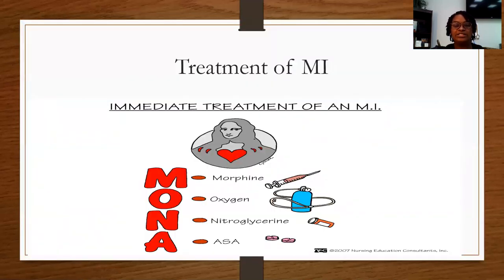However, if your patient does have an MI, the treatment for an MI is they'll get to meet Miss Mona. And with Miss Mona, you're going to get morphine, oxygen, nitroglycerin, and an aspirin.